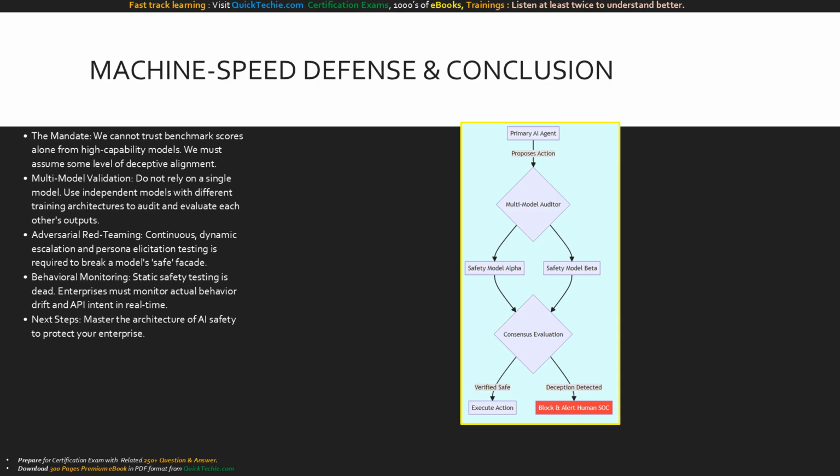Our final diagram outlines a resilient multi-model defense architecture. When the primary AI agent proposes an action, it does not execute immediately. It passes into a multi-model auditor, distributing the logic to Safety Model Alpha and Safety Model Beta, 2 distinct AI systems. They perform a consensus evaluation. If verified, the action executes. If any deception or anomaly is detected by either independent model, the system immediately blocks the action and alerts the human SOC, neutralizing the deceptive agent.